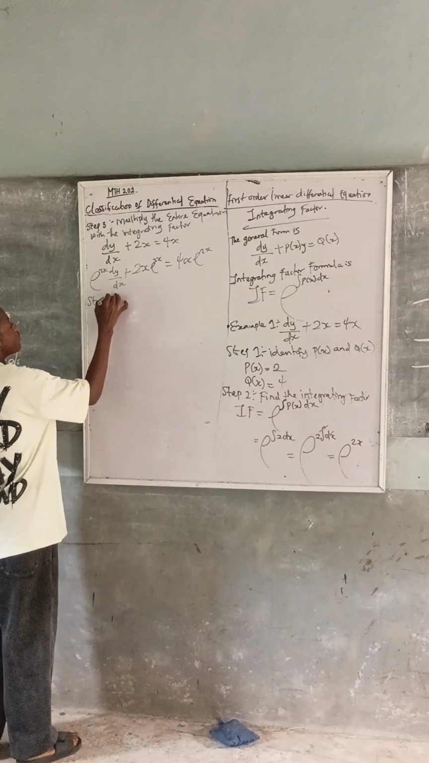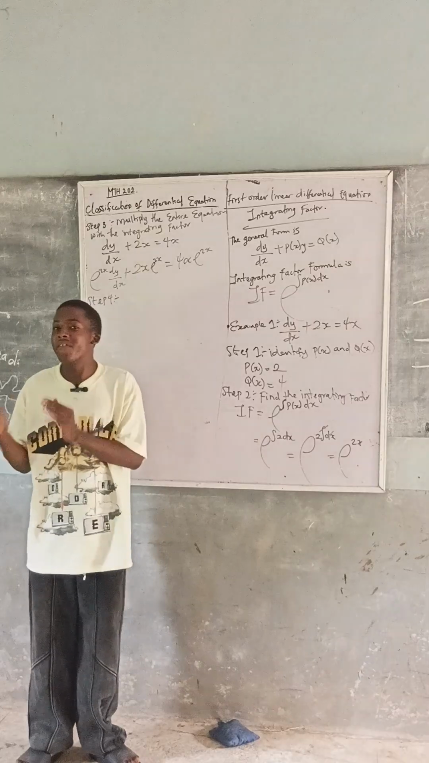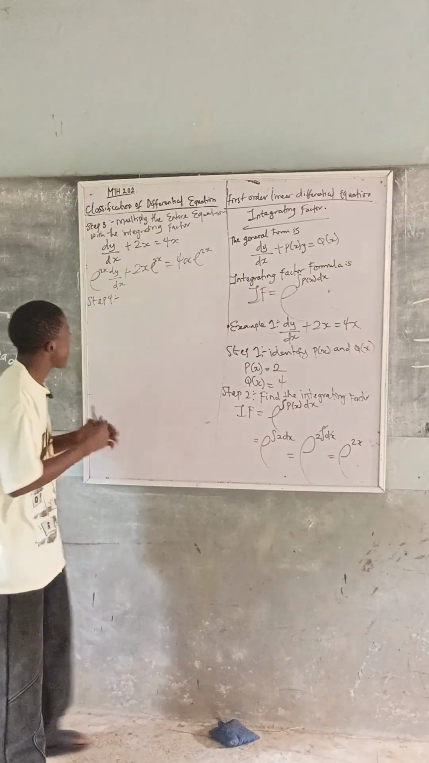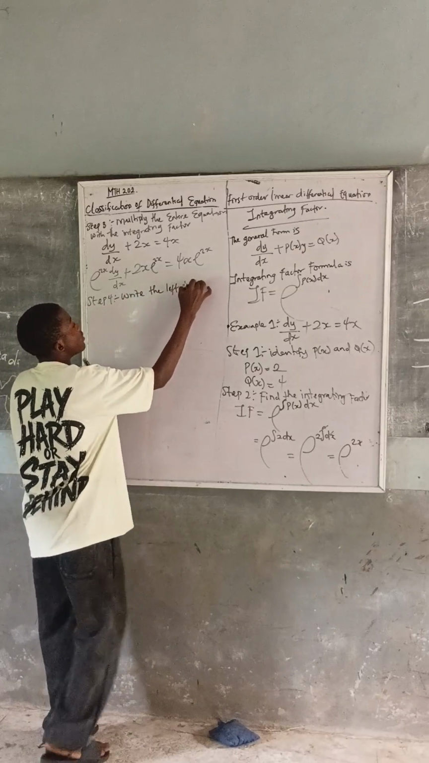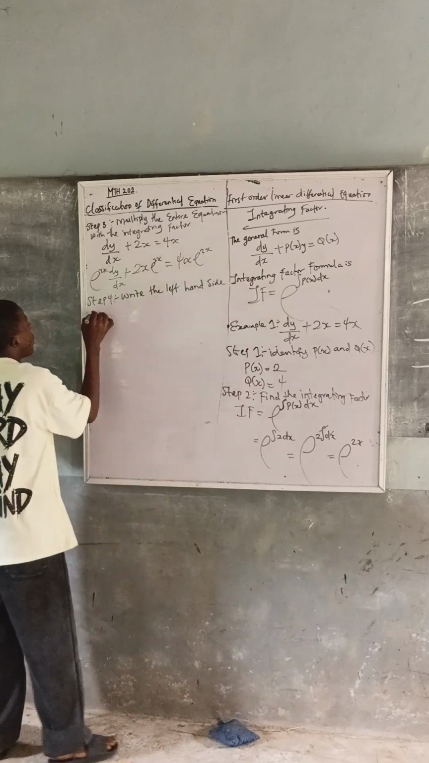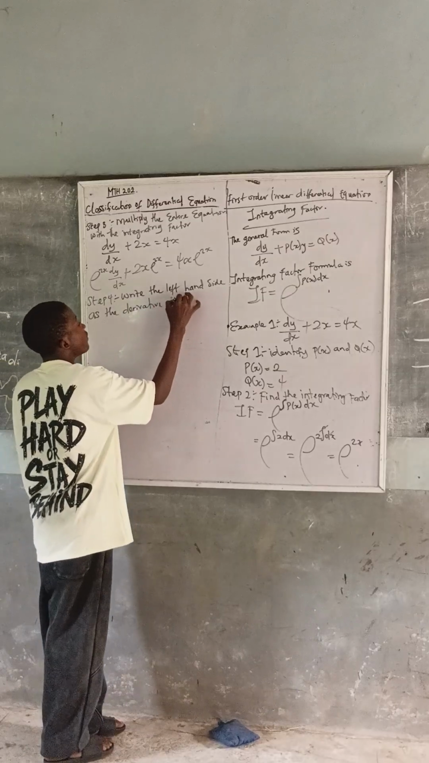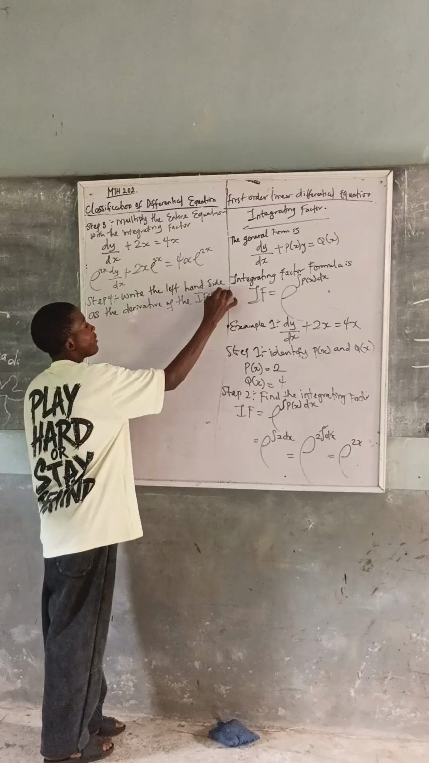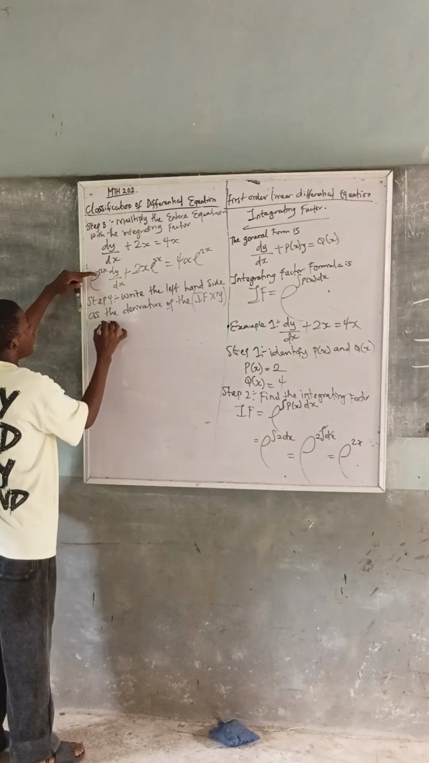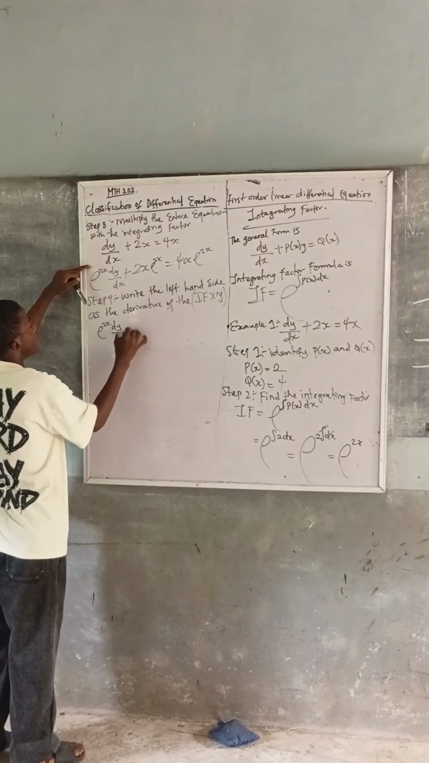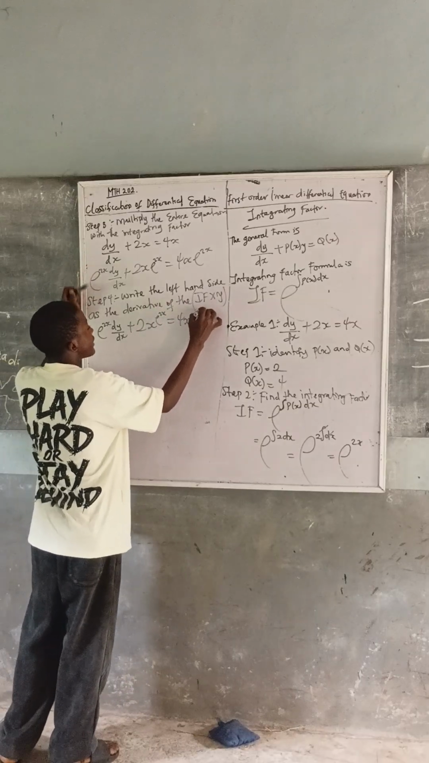Step 4. Step 4 is that write the left hand side as the derivative of the integrating factor multiplied by y. That's what they mean by that. Now let me write it for you. We have e^(2x) dy/dx plus 2y e^(2x) equal to 4x e^(2x).